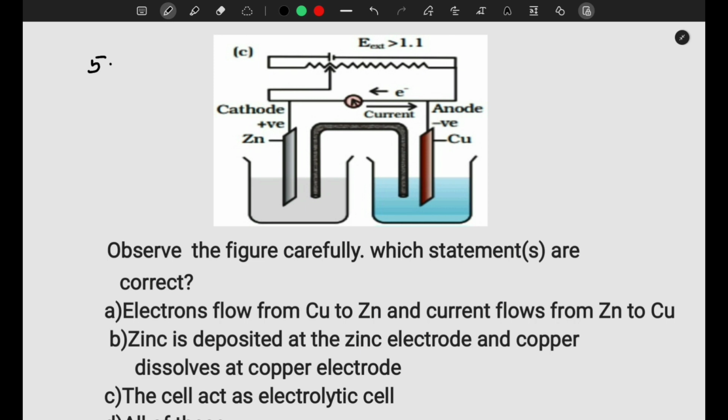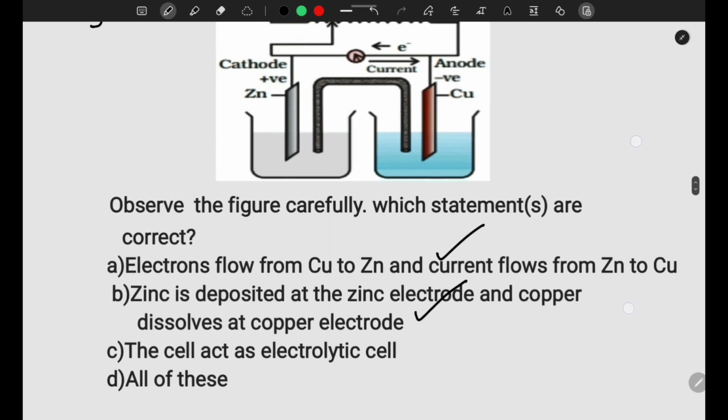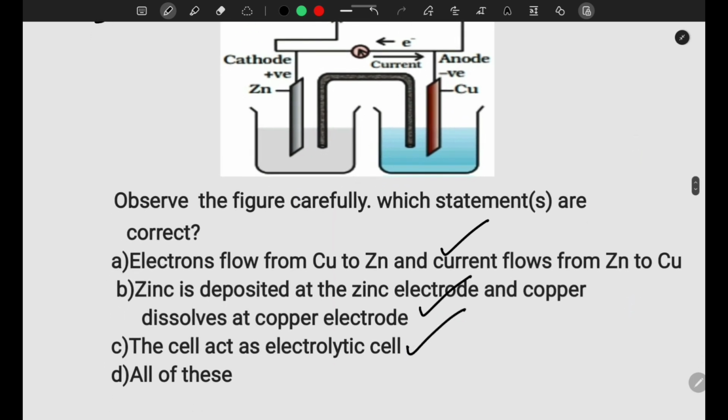Now let us see the options. Electron flows from copper to zinc and current flows from zinc to copper. That is a correct statement. Zinc is deposited at zinc electrode and copper dissolves at copper electrode. That's also correct. The cell acts as an electrolytic cell. That's a correct statement. So our option is all of these. All the above statements are correct.